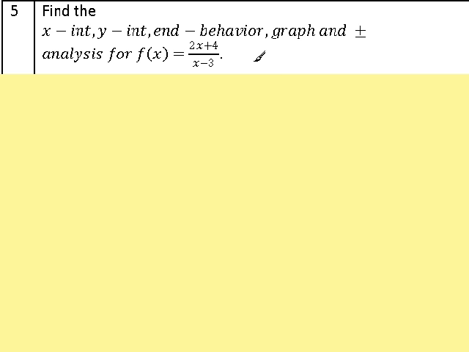Number 5, we're going to graph a rational function. So first, let's factor out the 2 from the numerator.